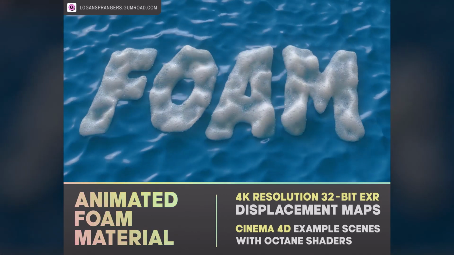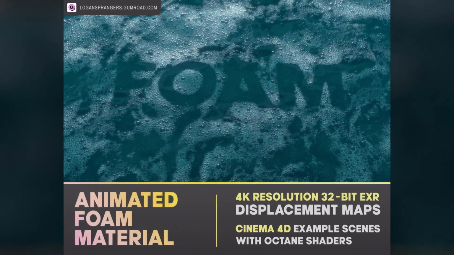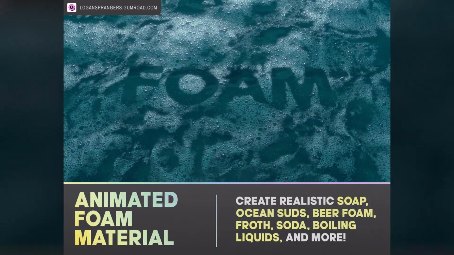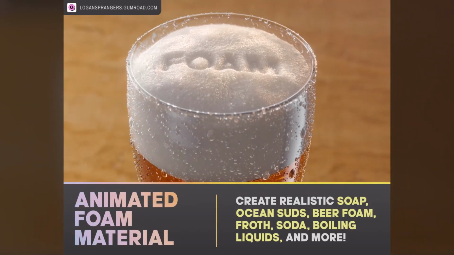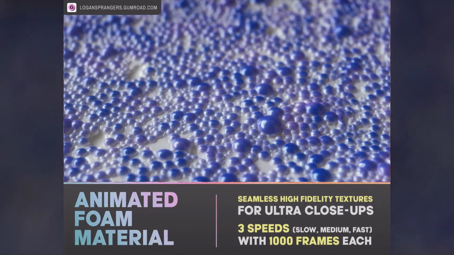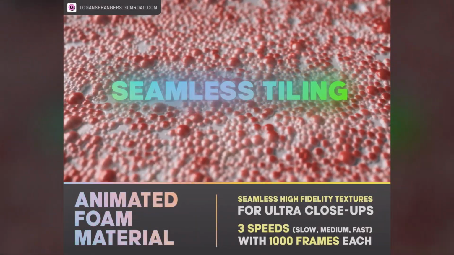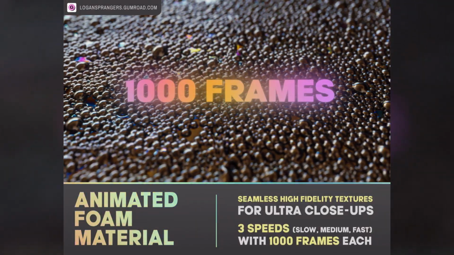I'm really excited to share this new asset with you all. It's an animated foam material that can be used for a wide variety of things, such as ocean suds, beer foam, soap, latte froth, carbonated beverages, boiling liquids, and even abstract or alien-like materials. These are ultra-detailed 4K animated displacement maps that are seamlessly tileable.